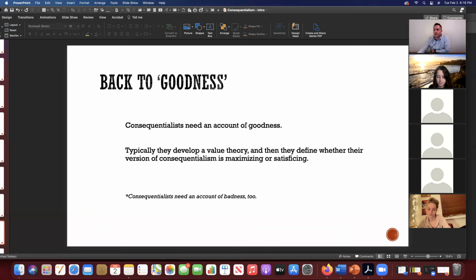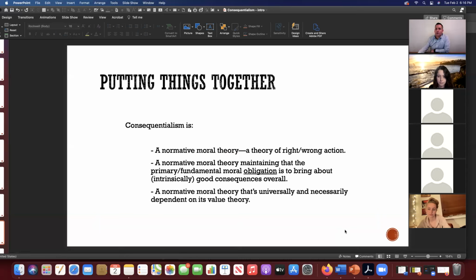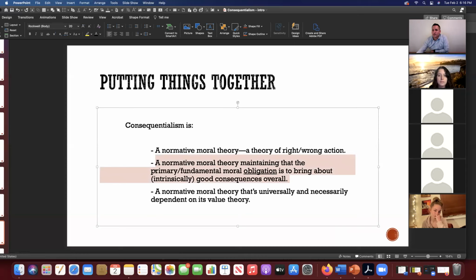So they need an account of goodness in order to give us an account of good consequences, and then good consequences are going to be the way in which morally right actions, or morally wrong actions as the case may be, will be defined. All right. So now putting everything together, consequentialism is a normative moral theory, a theory of right and wrong action, maintaining that the primary fundamental moral obligation is to bring about intrinsically good consequences overall. A bit more complicated there. And it's a normative moral theory that's universally and necessarily dependent on its value theory. These will be important because when we talk about deontology next week, we'll see how it differs from consequentialism in some of these abstract ways.